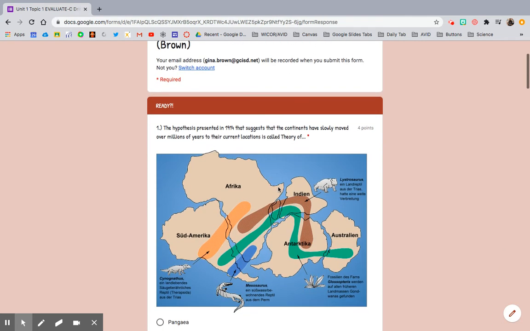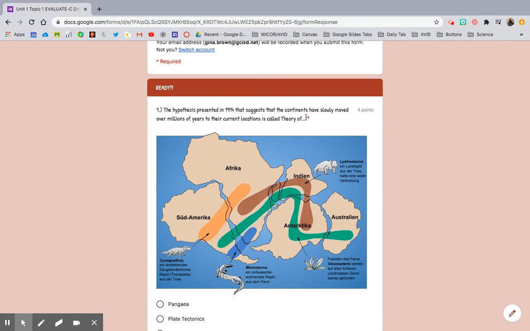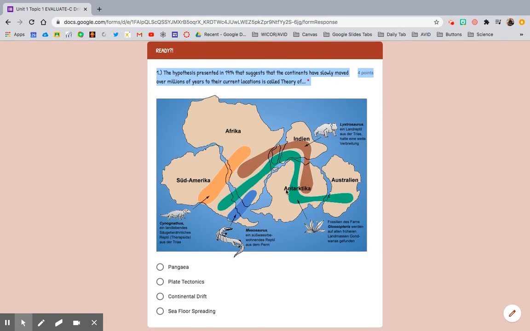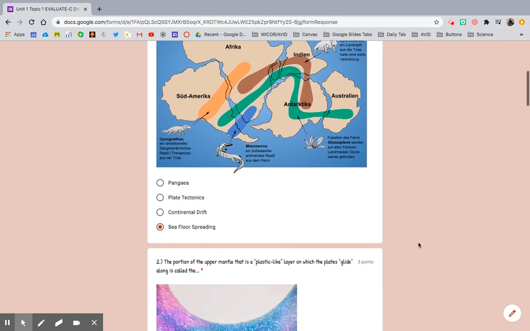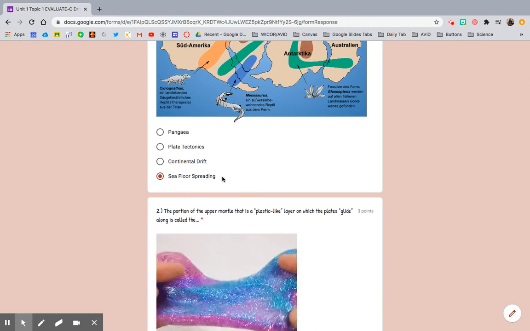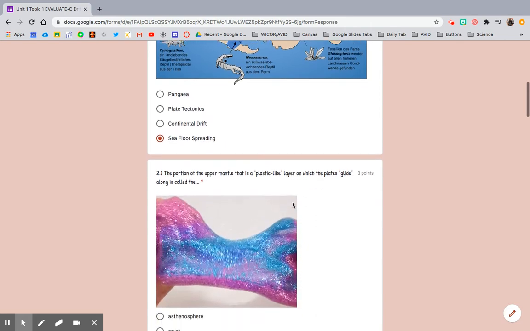Okay, part 2, are you ready? Number 1, the hypothesis presented in 1914 that suggested that the continents have moved slowly over millions of years to their current position or location is called the theory of what? And this is a 4-point question. This chart right here shows you what the continents looked like before. So was that Pangea, plate tectonics, continental drift, or seafloor spreading? And what I'm going to do, y'all, is I'm just going to leave my cursor on the final answer choice for each one so I'm able to move on.